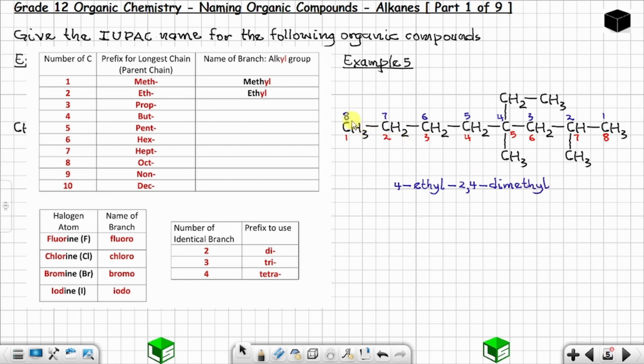Now the parent name is how many carbon? You can see you have 8 carbon. So for 8 carbon, you are going to use oct, and you follow it by the suffix ane. So it will be octane. So the full name is 4-ethyl 2,4 dimethyl octane. Okay, so this is how you name your alkanes.